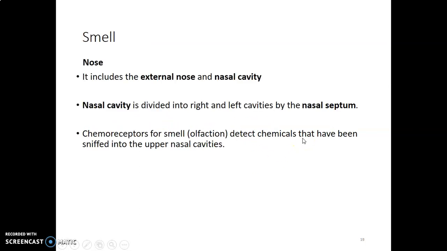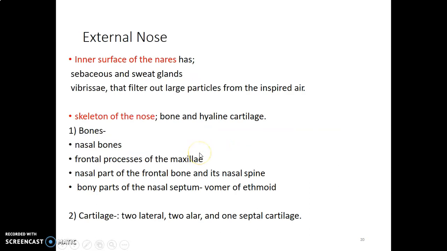pharynx. Then we go to the next sensation, which is smell. So the nose, there's an external nose and the nasal cavity. The nasal cavity is divided into right and left by the nasal septum, and we have chemoreceptors for smell in the nose, and they are able to detect chemicals in the air that you breathe, and these chemoreceptors are actually in the upper part, or the roof, of the nasal cavity.